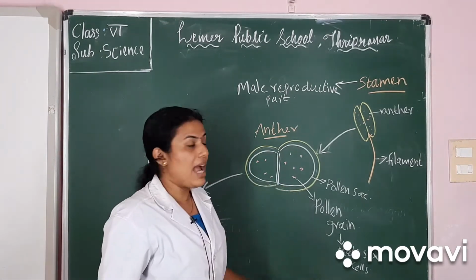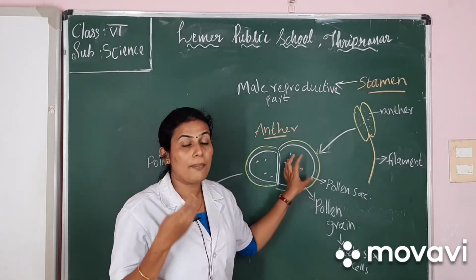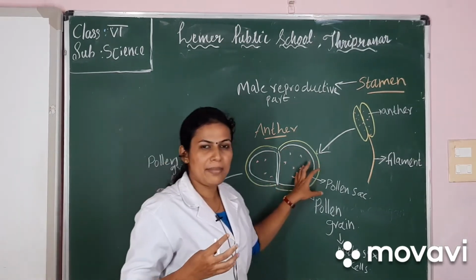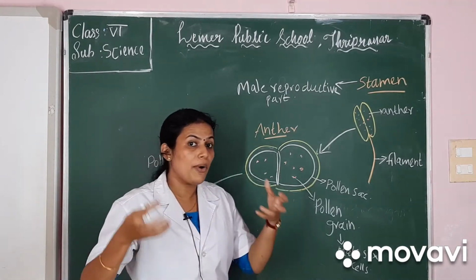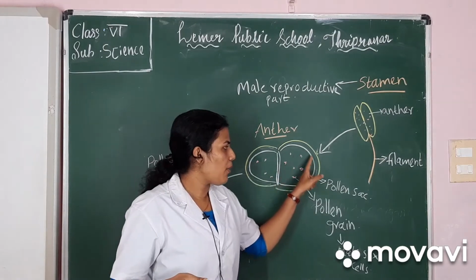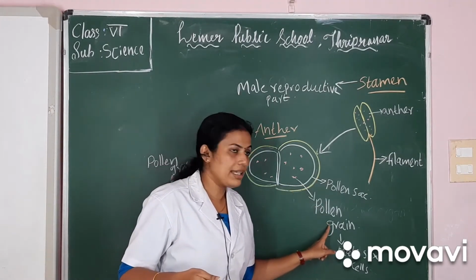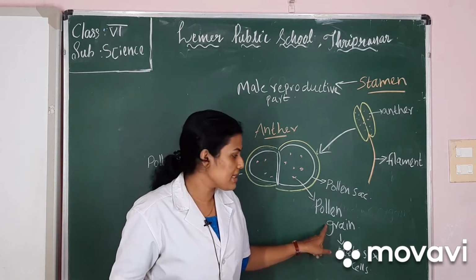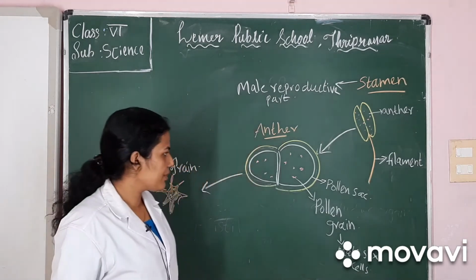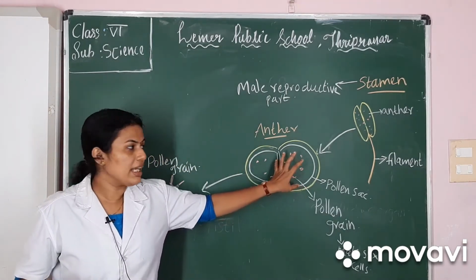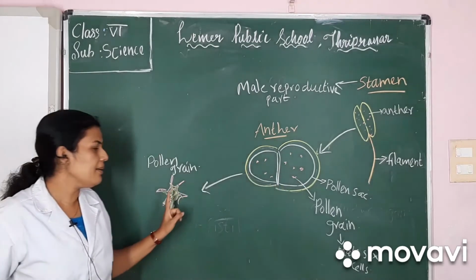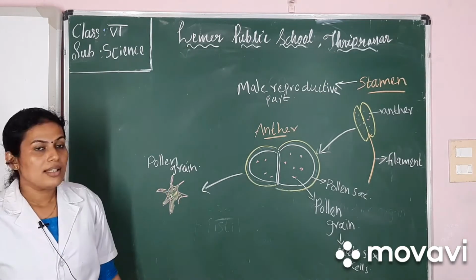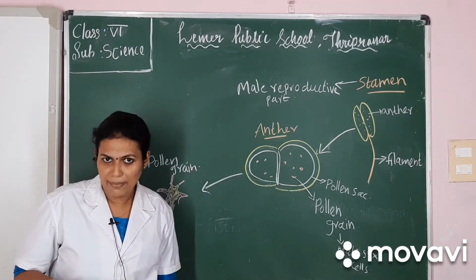Inside the anther there are two pollen sacs. You can consider these pollen sacs as pollen bags. These pollen sacs contain pollen grains inside. Pollen grains are usually yellow in color, and these pollen grains are the male sex cells. So the anther contains pollen sacs and pollen sacs contain pollen grains. That is all about the third part, that is stamens.